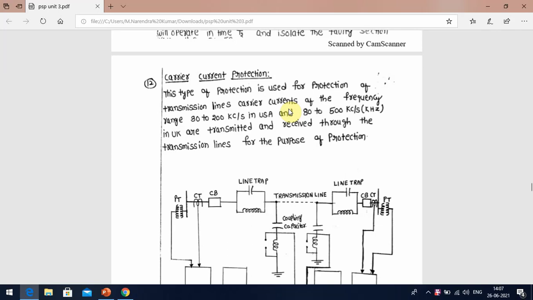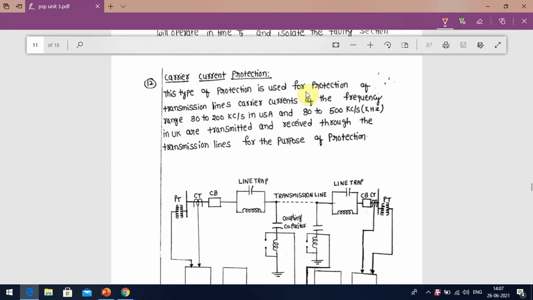Current protection. The main use of this carrier current protection is for protection of transmission lines. These carrier currents have a frequency range of 30 to 200 kilohertz in the USA, and 80 to 500 kilohertz in the UK.